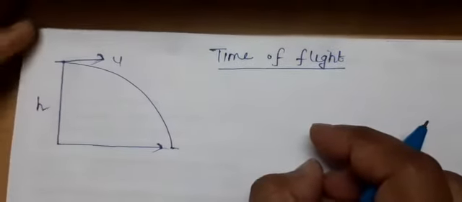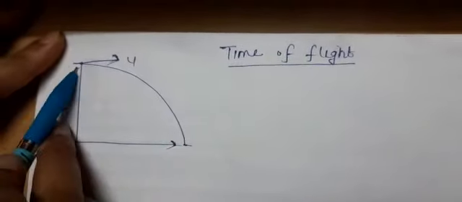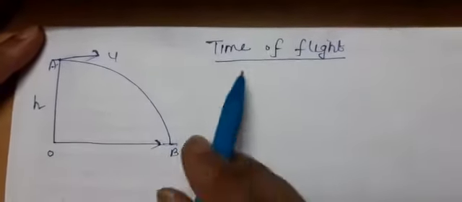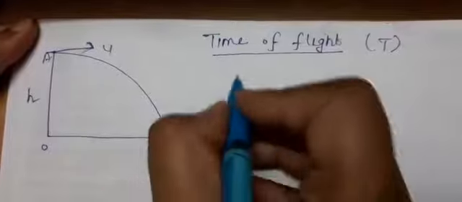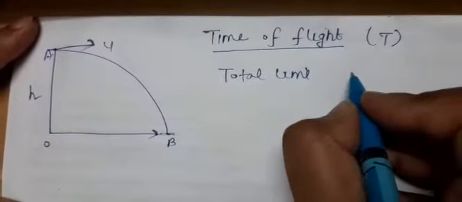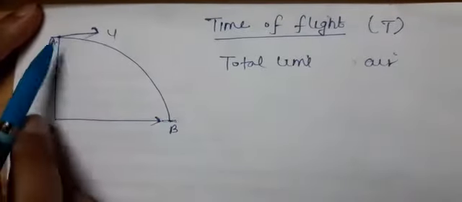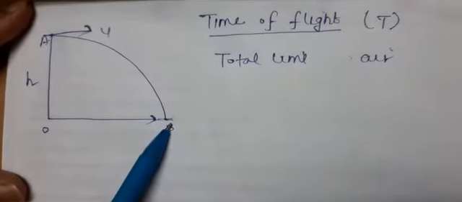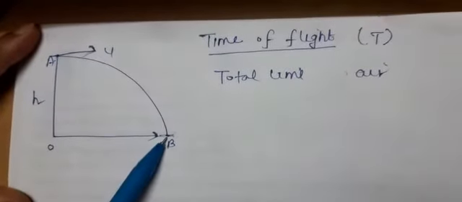Now for this horizontal projectile motion, what is the time taken by the projectile to move from the starting point A to point B, that is on the ground? This is termed as time of flight. Let me represent it by capital T, and it is the total time for which the projectile is in air, or the total time taken by the projectile to cover this motion. In a simple way you can say it is the total time for which the projectile is in flight. That means it is in motion along this path.